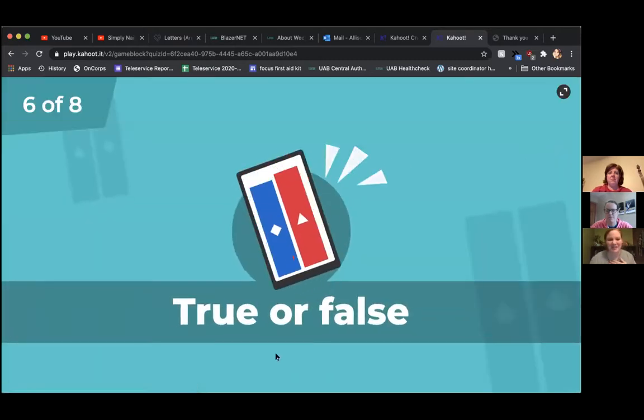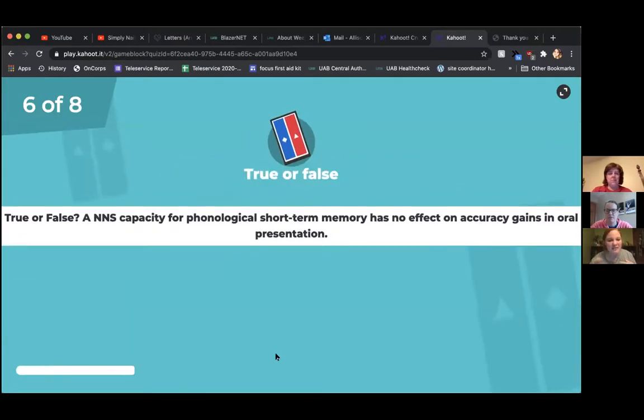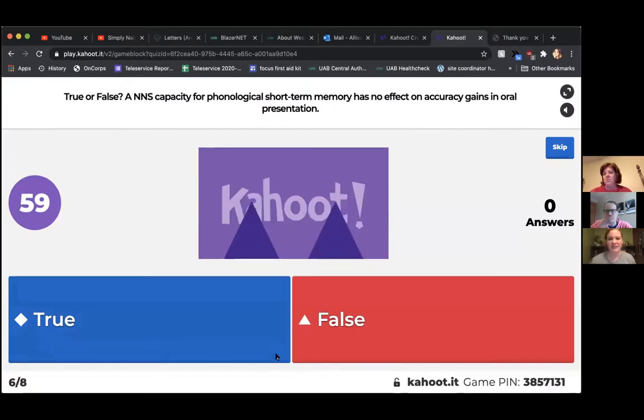Alrighty. So true or false? A non-native speaker's capacity for phonological short-term memory has no effect on accuracy gains in oral presentation. A non-native.